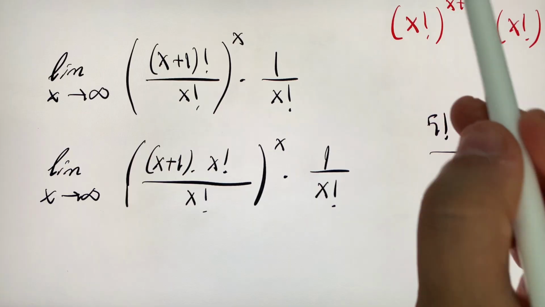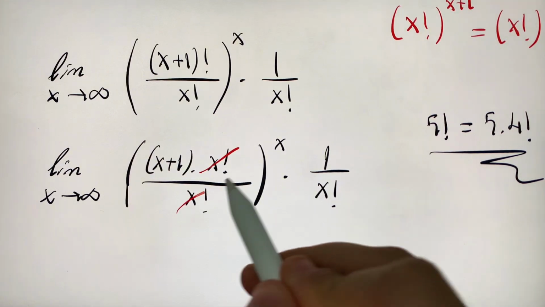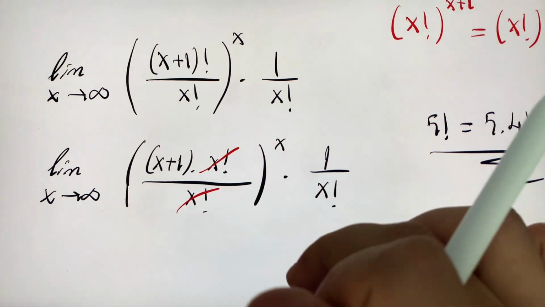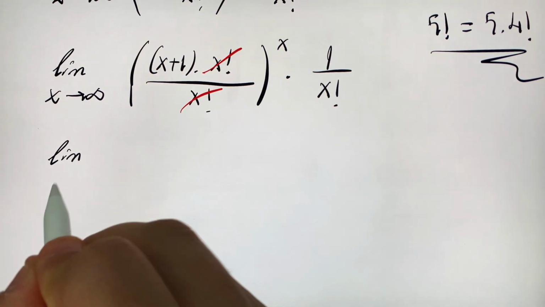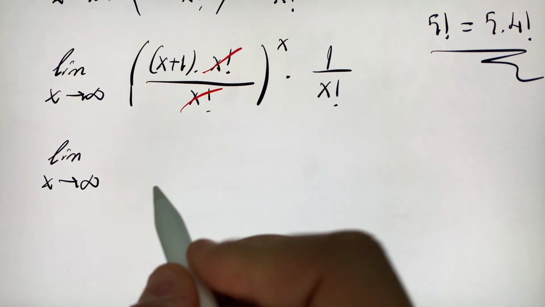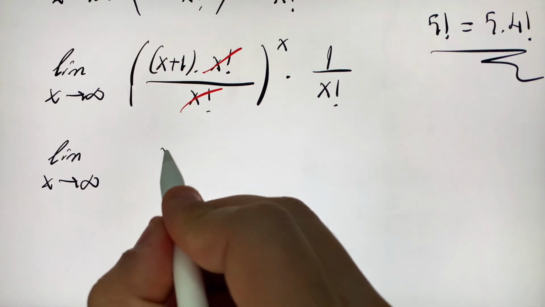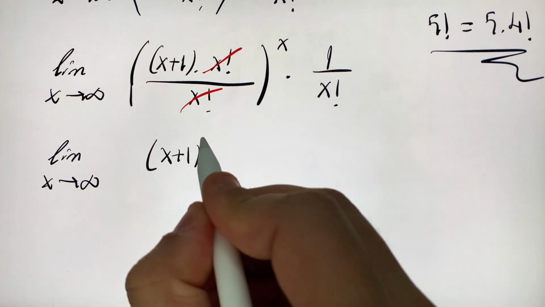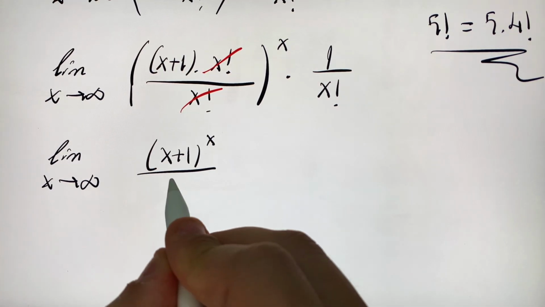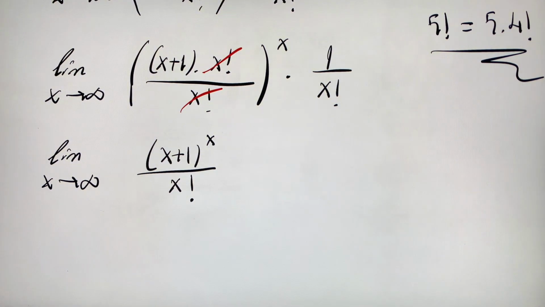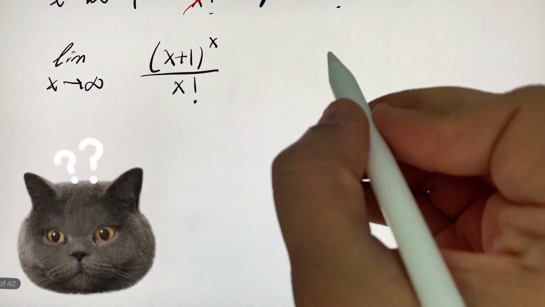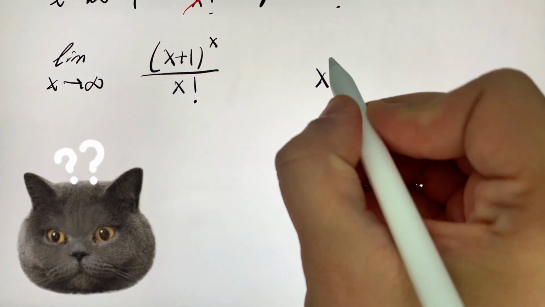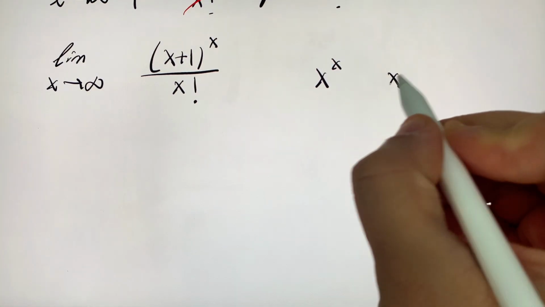Now if you pay attention, what will happen to the x factorial here? What happened to our remaining expression? The limit as x goes to infinity of x plus 1, x over x factorial. Now we need to comment a little on this part, guys. Let's think: x to the x is big, x factorial is big.